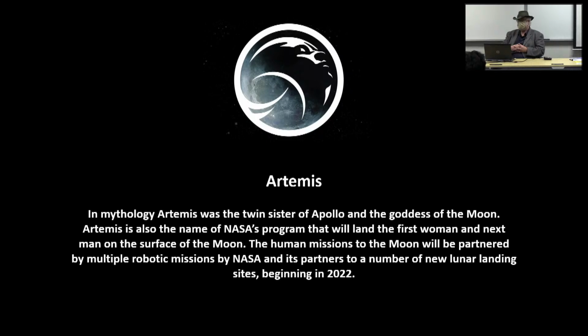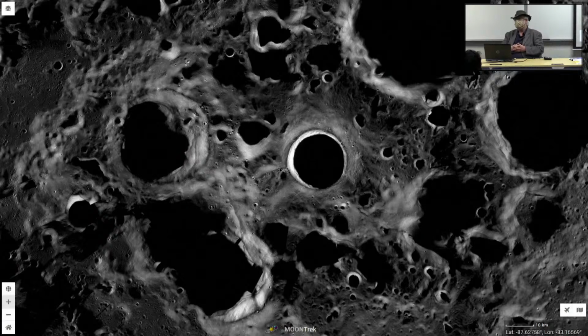Artemis in mythology was the twin sister of Apollo, and she was the goddess of the moon. But right now, you can get a preview of where we're going. And where we want to send people is to the South Pole of the moon. And the reason is because at the South Pole of the moon, unlike, say the equator of the moon, where the sunlight can shine straight in, at the South Pole, the sunlight is just skimming horizontally across the ground.